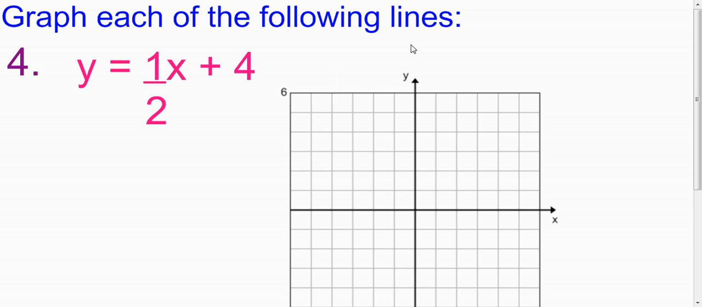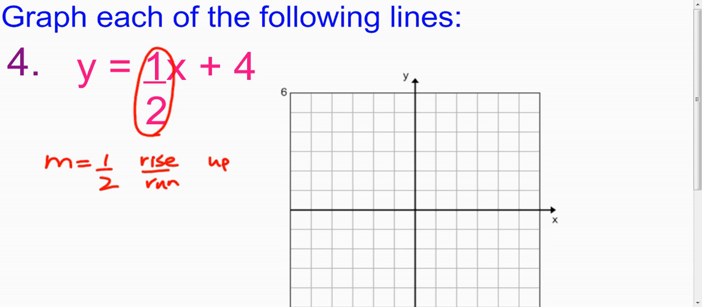Okay, now we're going to look at equations that are given to us and then going ahead and graphing the lines of them. So this first equation is in y equals mx plus b form. We are given the slope of 1/2. So this is the slope. What that means is it's always, remember, rise over run. So this means I go up 1 and I go right 2.